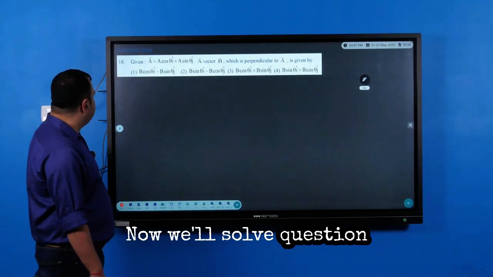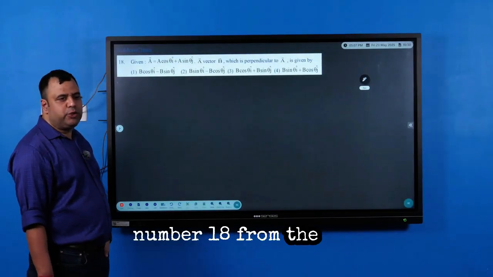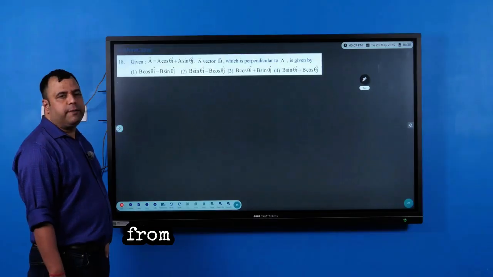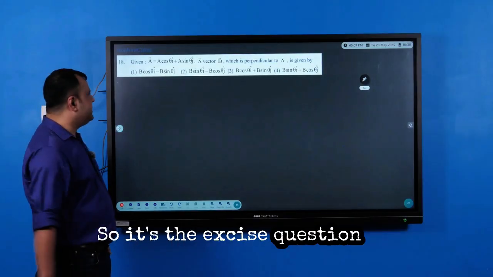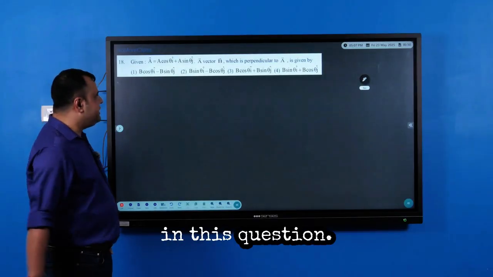Now we will solve question number 18 from the 0th phase bridge course from the chapter vectors. So it's the exercise question 18. A little change in this question I will do.